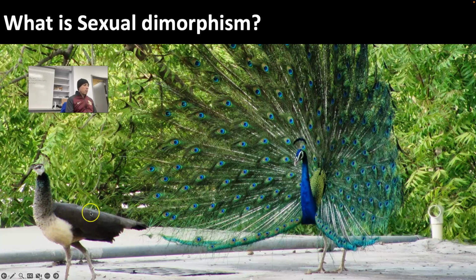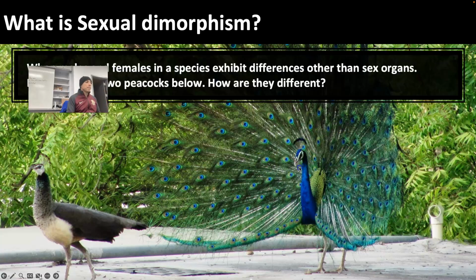So we've got our peacock and our peahen. And what's happening is we have female mate choice. This guy's showing off to say, look how good I am. And the female is going to choose the best one. And so we have a very different looking male than we have female. All right? So that's sexual dimorphism. Two distinct physical differences between the sexes.